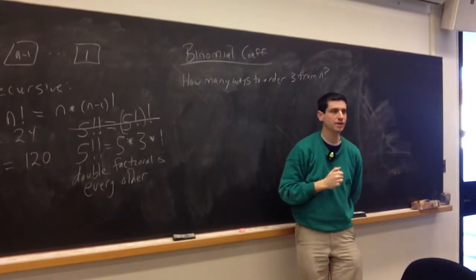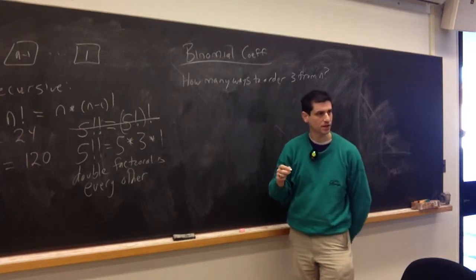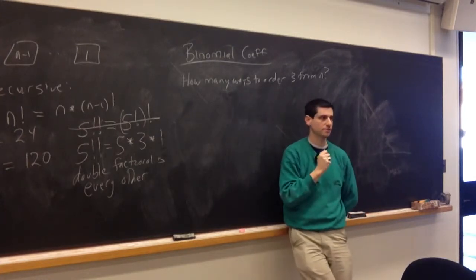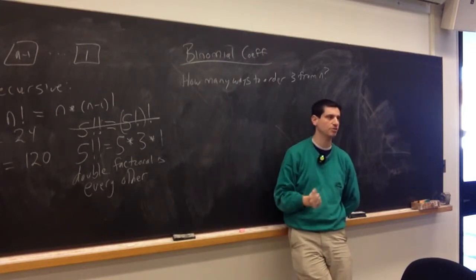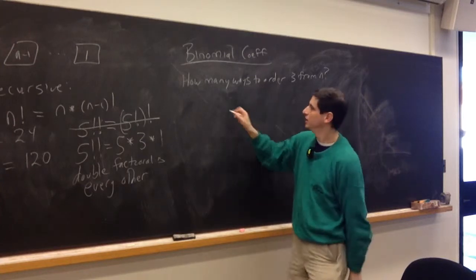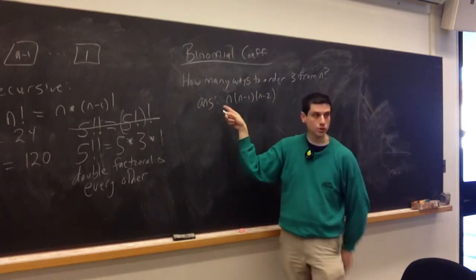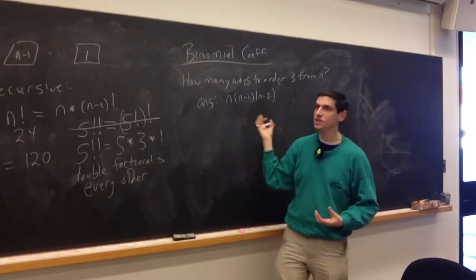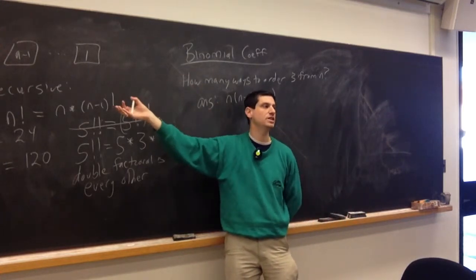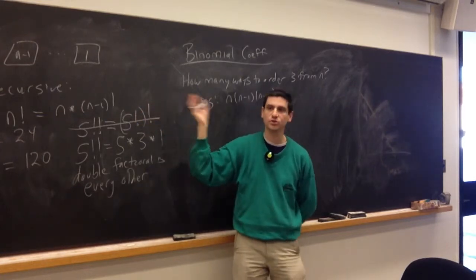So now if we have n people still, but we only care about 3 of them, how many ways are there to order 3 from n? Not n choose 3. So I want to order 3 people: president, vice president, secretary. So the answer is n, n minus 1, n minus 2. I have n choices for the first, n minus 1 for the second, n minus 2 for the third. The only difference between this and the factorial is I'm not going all the way down to the end. I'm not choosing all people. I'm allowing myself to exclude people.